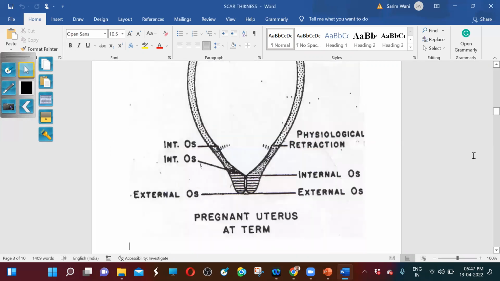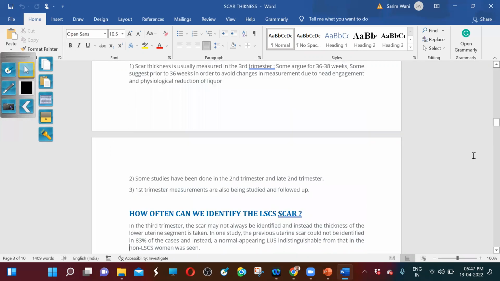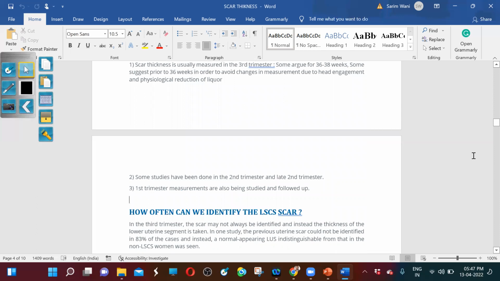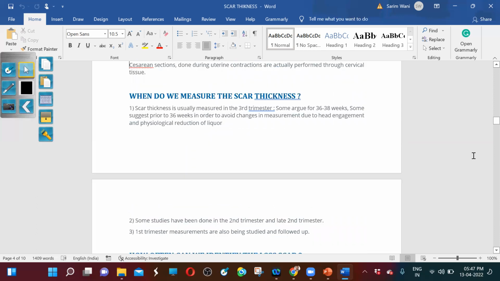Then when to see. Scar thickness is usually seen in the third trimester. Some argue for 38 weeks, but some suggest it to be at 36 only, to keep all these things in one plate.